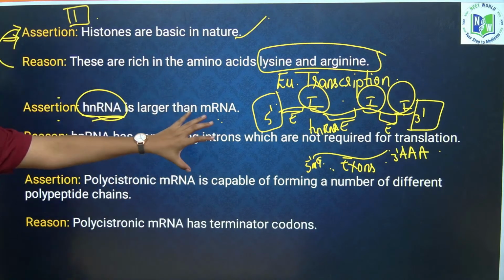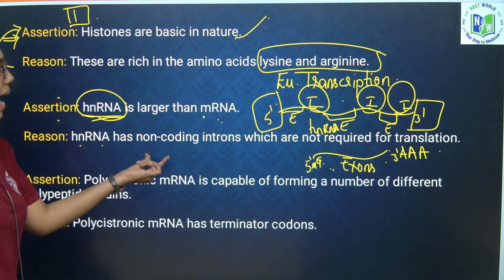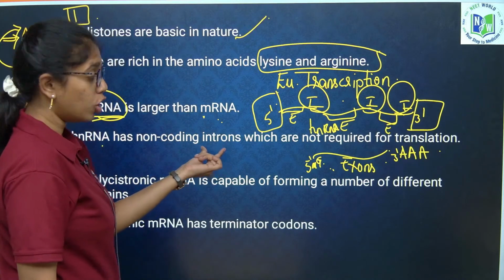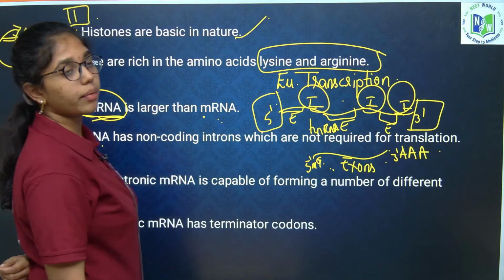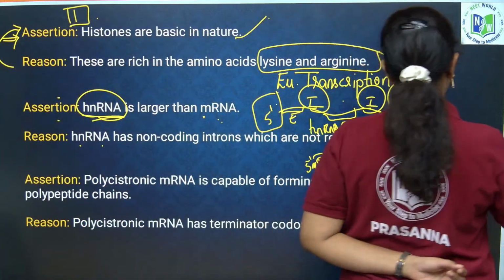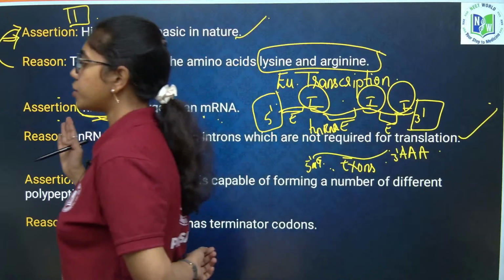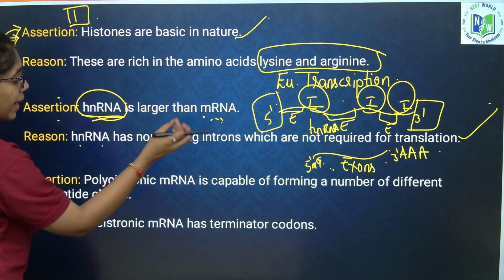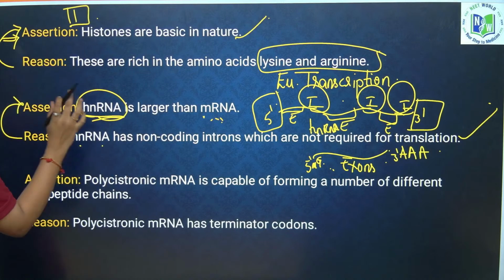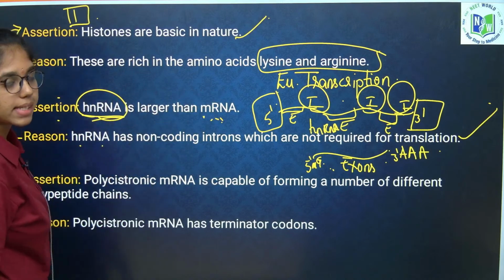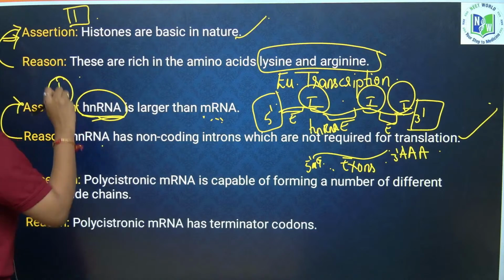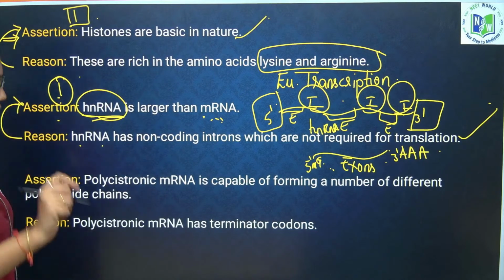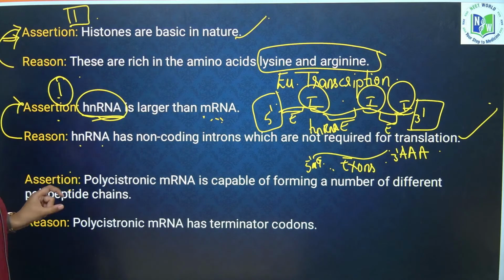Now this concept is clear. hnRNA has non-coding introns, true, which are not required for translation. Correct. In the assertion it says that hnRNA is larger than mRNA, and in the reason it is explaining why it is larger than messenger RNA. So again we go with option 1.